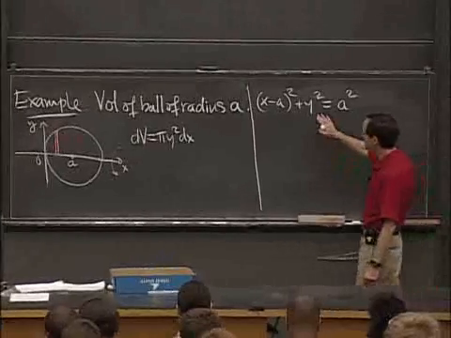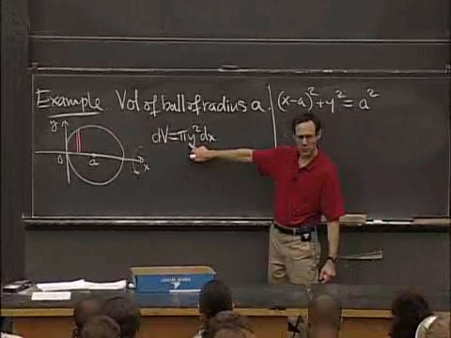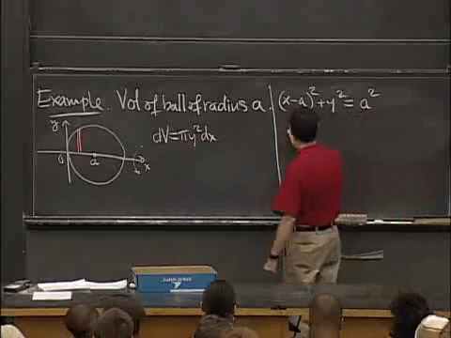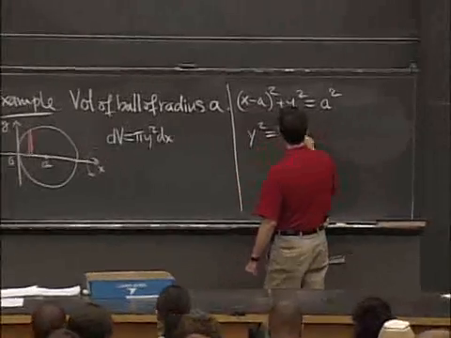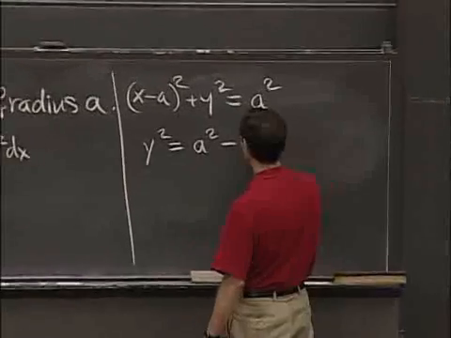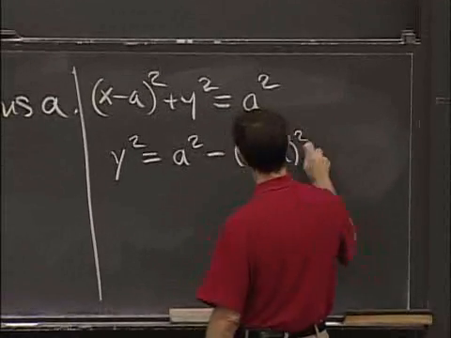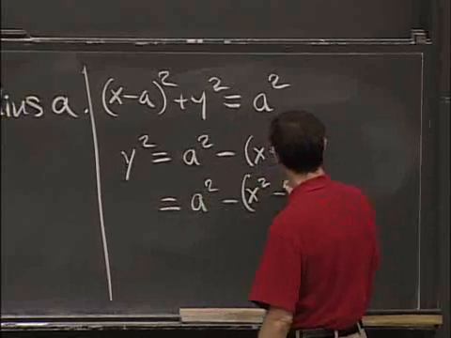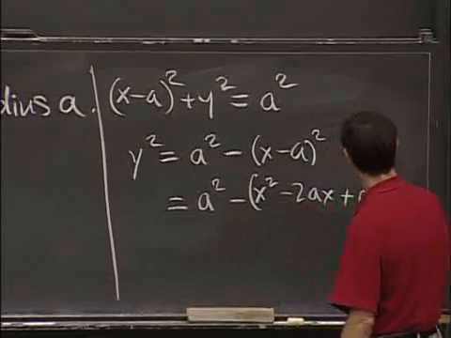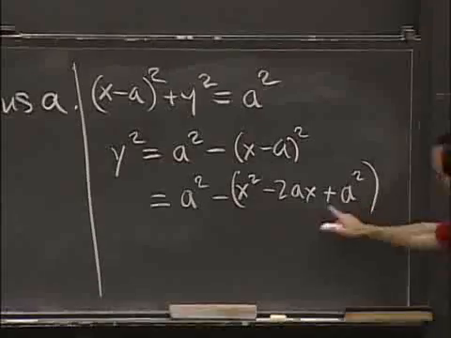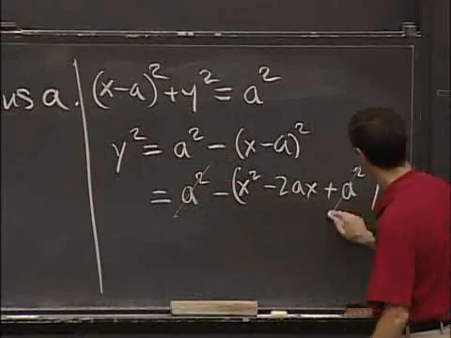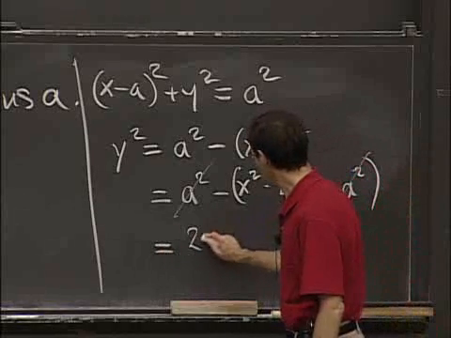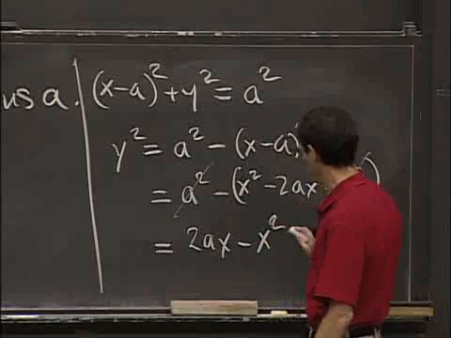And now there's one nice thing, which is that we really didn't need to find the formula for y. We only needed to find the formula for y squared. So let's just solve for y squared, and we won't have to solve a quadratic or take a square root. That's nice. This is a squared minus x squared minus 2ax plus a squared. The a squareds cancel. These two terms cancel. And so the formula here is 2ax minus x squared.